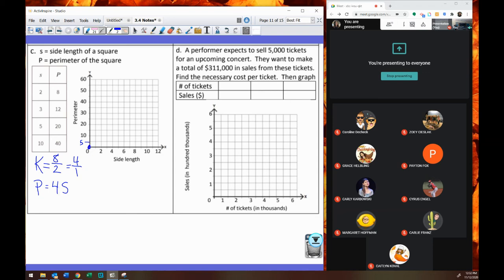So I'm just going to plot my points again. I have 2, 8, so 2, 8, maybe somewhere in between 5 and 10, 3 and 12. Again, they should form straight lines. So do your best to plot a couple and connect them through. And again, your constant of proportionality shows up there when X is 1.